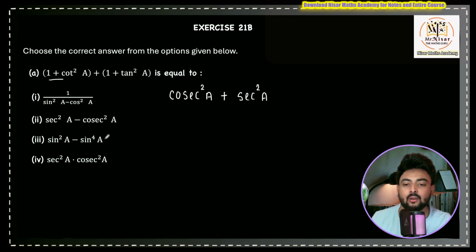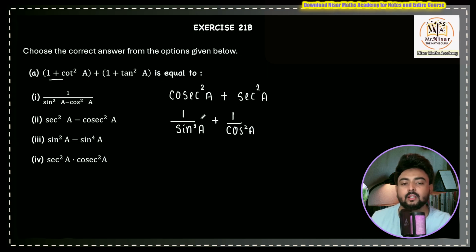So here we don't have this option. Okay, so what I'll do, a lot of times I said you, whenever you have such questions of trigonometry, try to convert it in terms of sine and cos. So cosec is reciprocal of what? Cosec is reciprocal of sine. So can I say that 1 by sine square A plus sec is what? Reciprocal of cos. So 1 by cos square A.